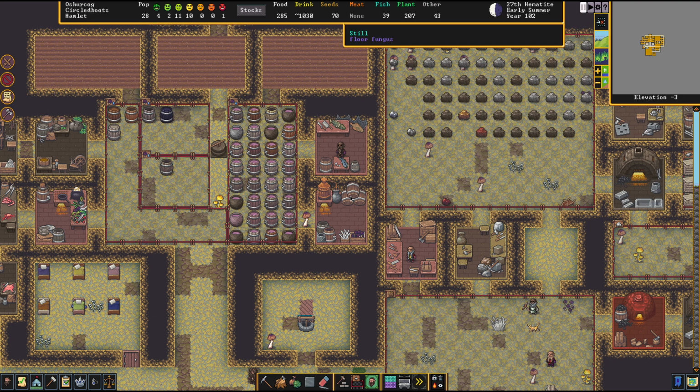Hello there, and welcome to my cloth industry tutorial for Dwarf Fortress. In this one, I'm going to explain why having a cloth industry is quite important, how to set it up, and how to set up dyeing of your clothes as well, so you have some nice colors going on.